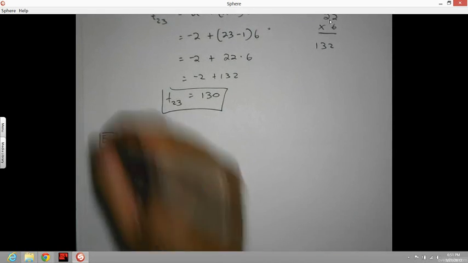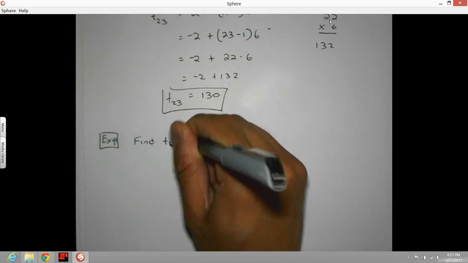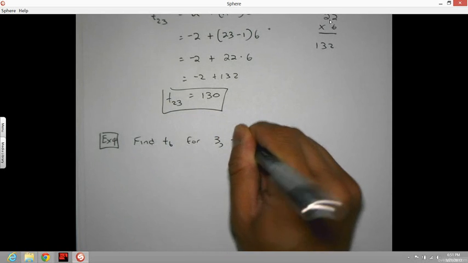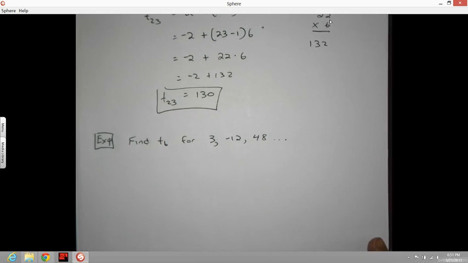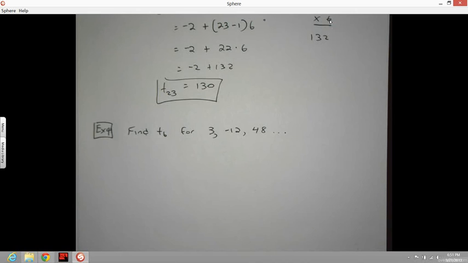Example 4 works like this. Find T6 for 3, negative 12, 48, dot, dot, dot. Okay? And if you think that this sequence kind of looks familiar, yeah, it's one of the same ones we did in example 2. But give it a shot. I'm going to pause right here, and you should pause the video and see if you can solve this one. Look at your formula sheets, figure out which one works.